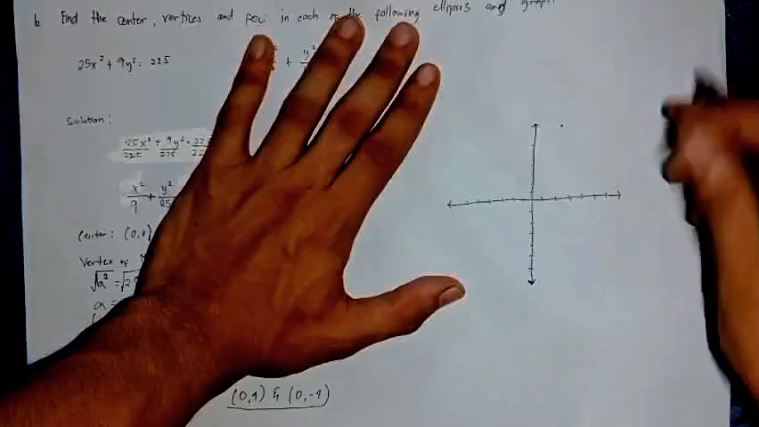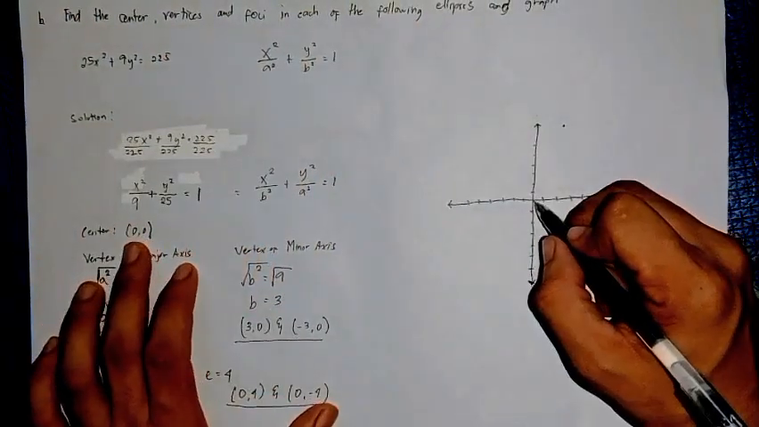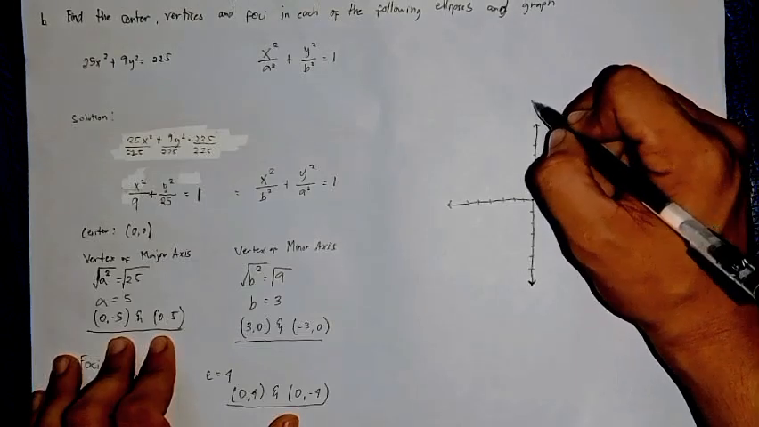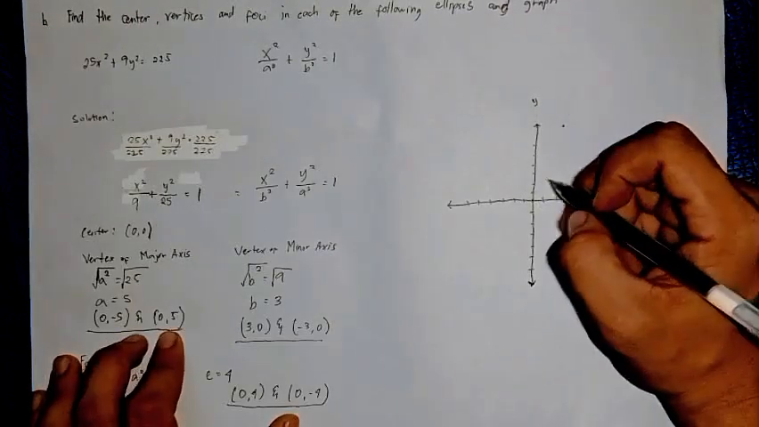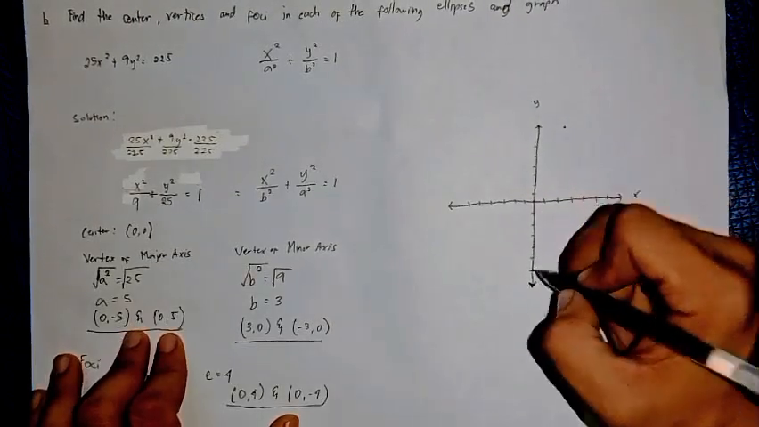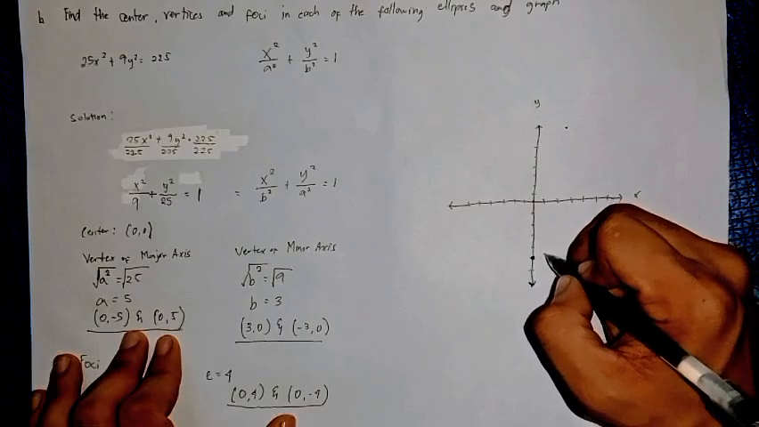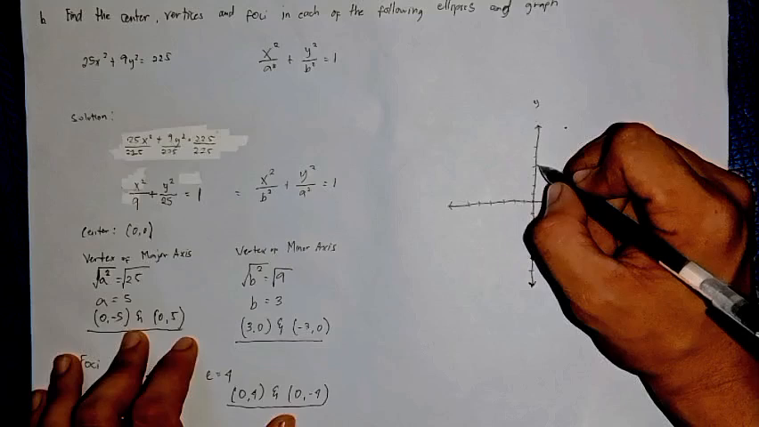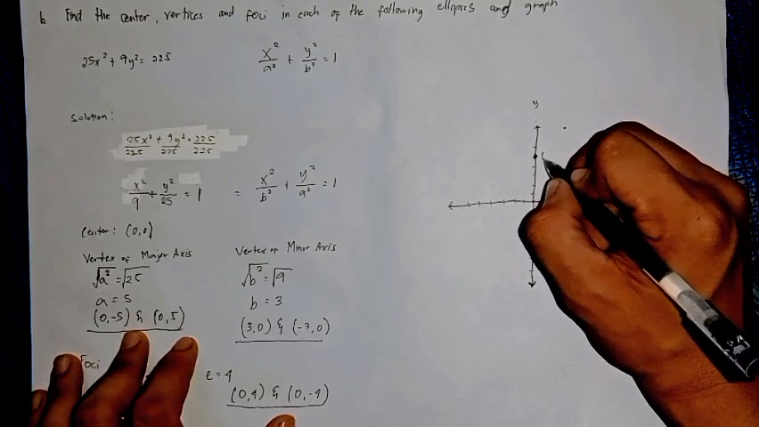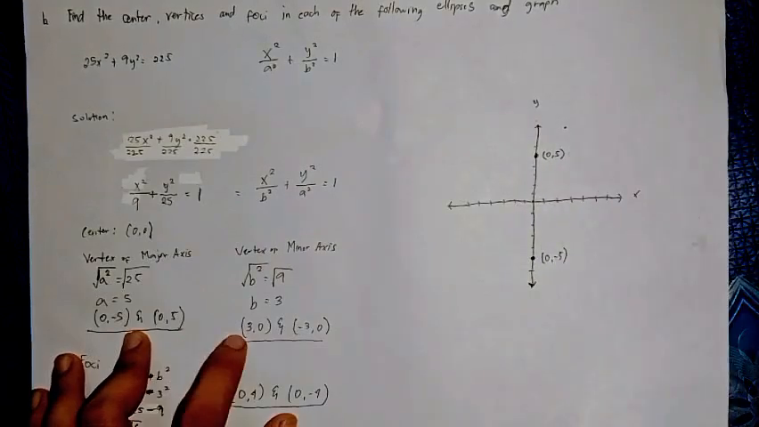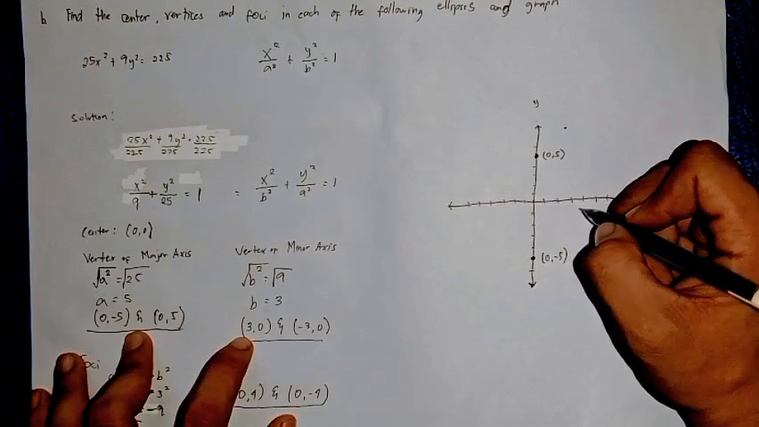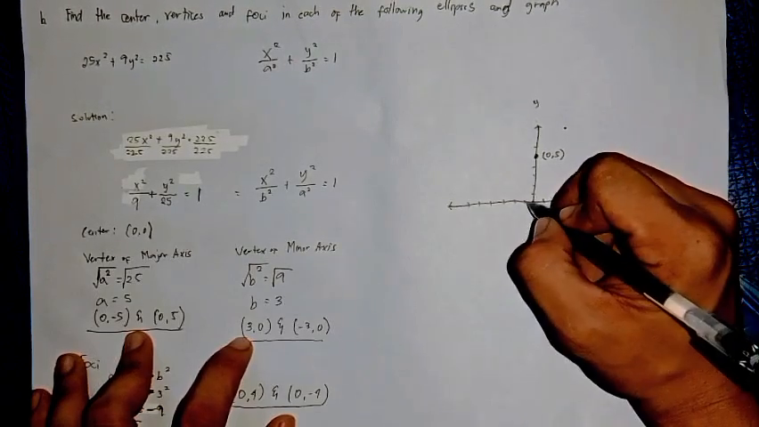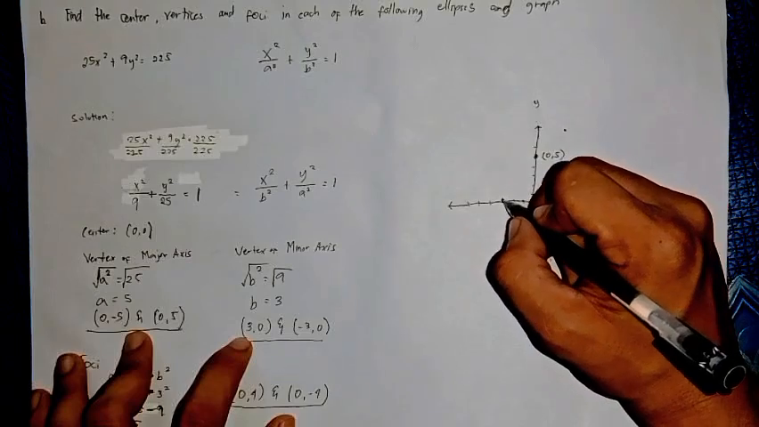Now again, our center is at the origin. Our major axis lies on the y-axis. Therefore, 0, negative 5. 1, 2, 3, 4, 5. Ditto. 0, negative 5. And 0, positive 5. 1, 2, 3, 4, 5. Ditto. 0 and 5. Next is our minor axis. 3, so 3, 0. And negative 3, 0. 1, 2, 3. Ditto. Negative 3, 0.